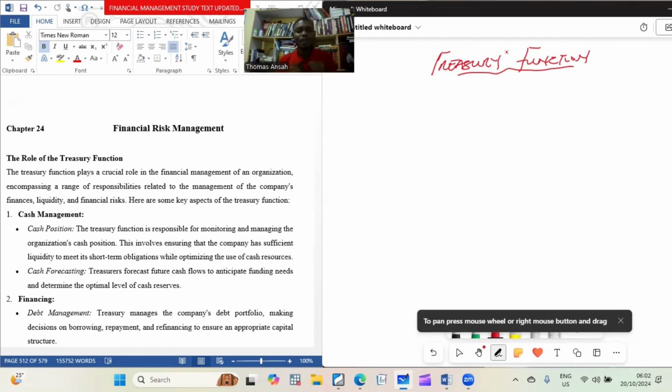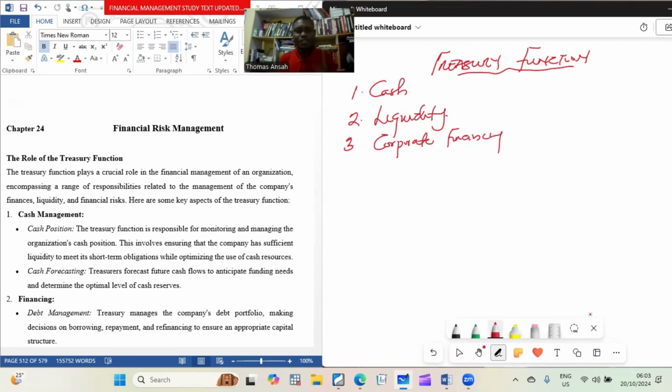So the management of funds, therefore, they are going to be managing cash. They are going to be doing liquidity management. They are going to make sure that there is all sorts of corporate finance available. So corporate financing, making sure that everything is available. But most importantly, they are going to help us manage all forms of financial risk. All right. So that is treasury.